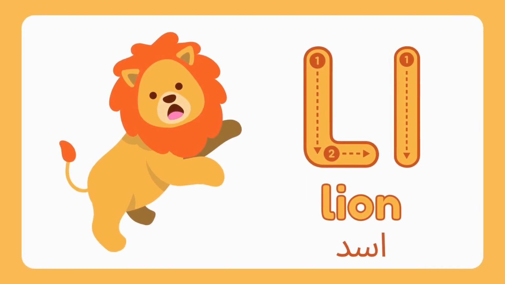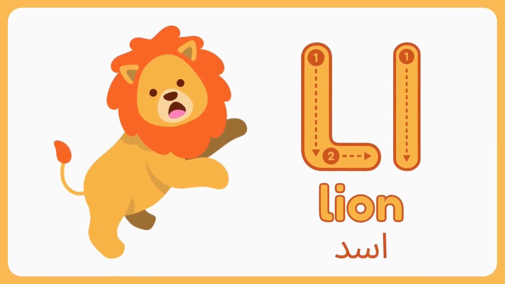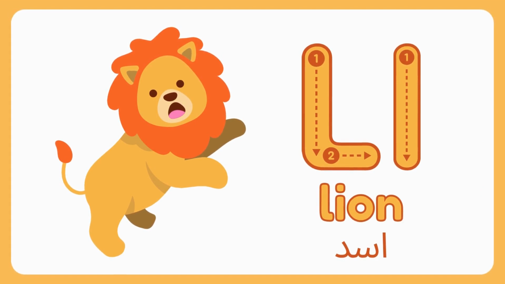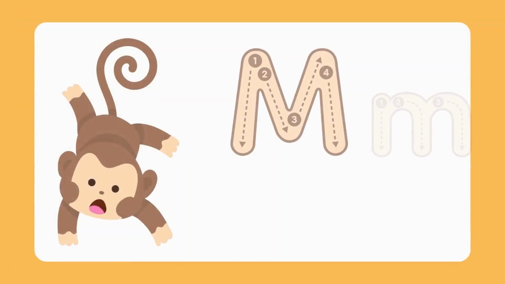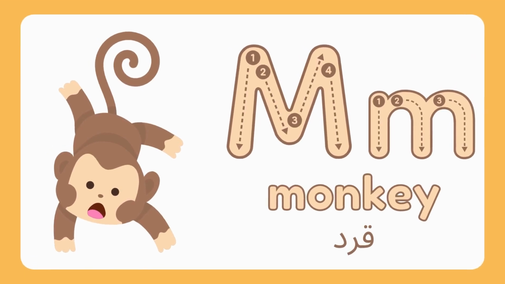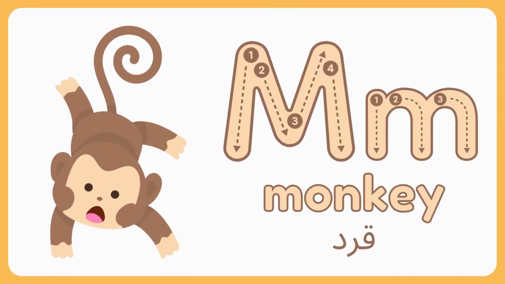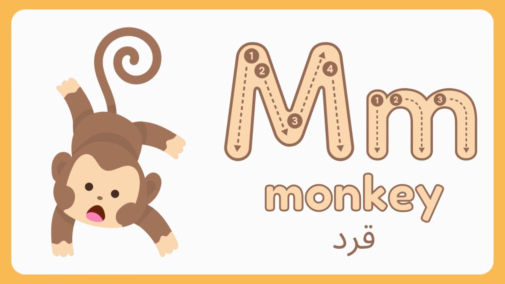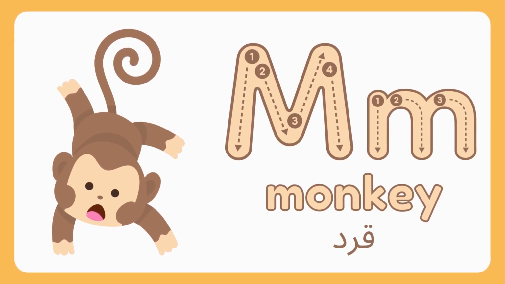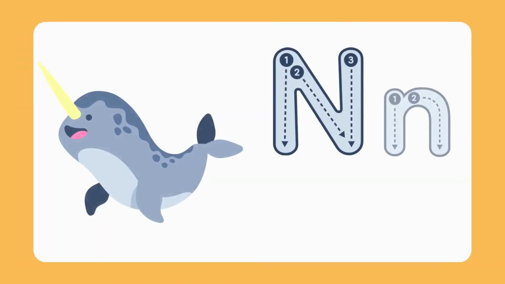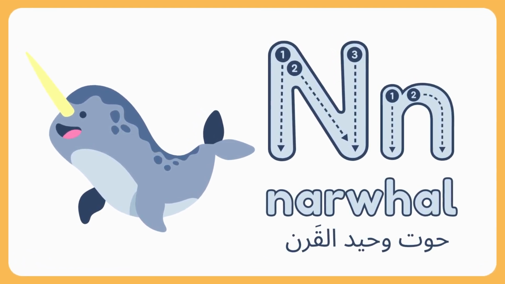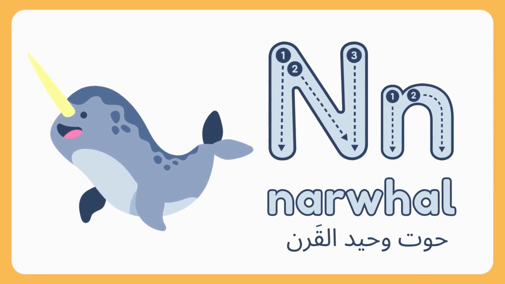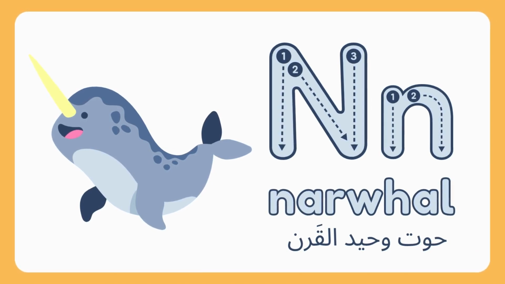L for lion. Lion. أسد. M for monkey. Monkey. قرد. N for narwhal. Narwhal. حوت وحيد القرن.